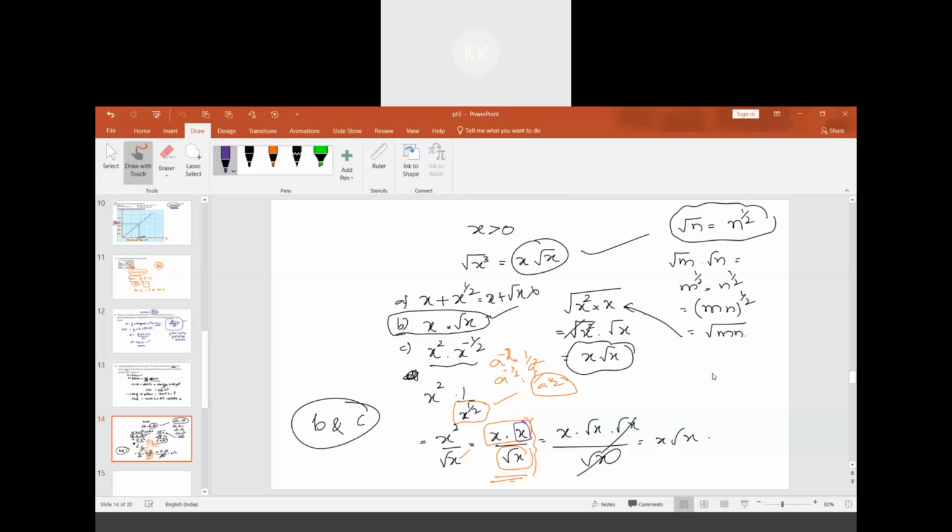X I have written as root x into root x, because when we multiply, root of x square, we get it as x. So root x into root x is written. Denominator root x and one of the numerator root x get cancelled. You will be getting x root x. Same answer. So B and C will be the suitable answer for this root of x cube. Understood?